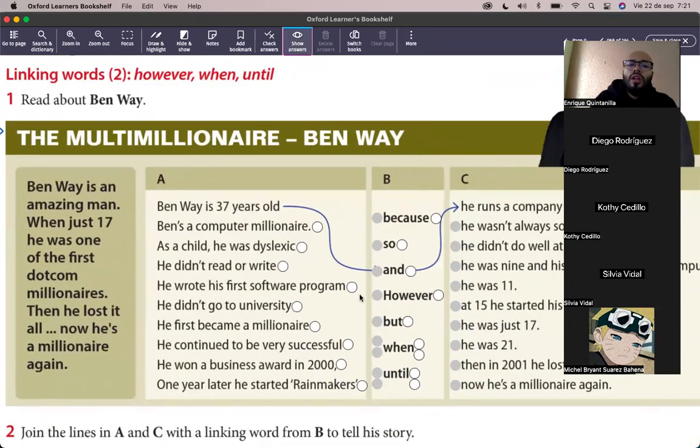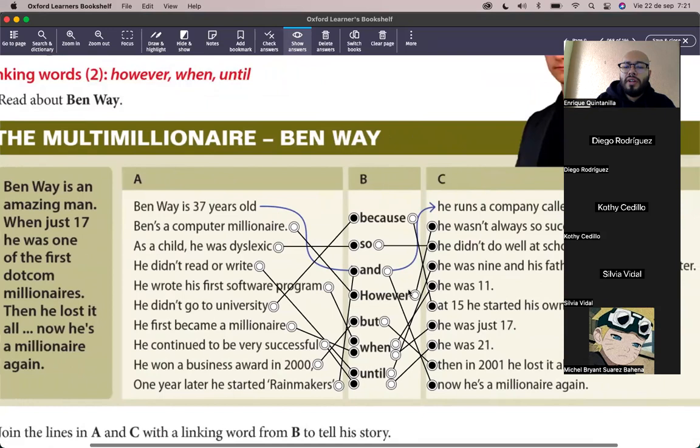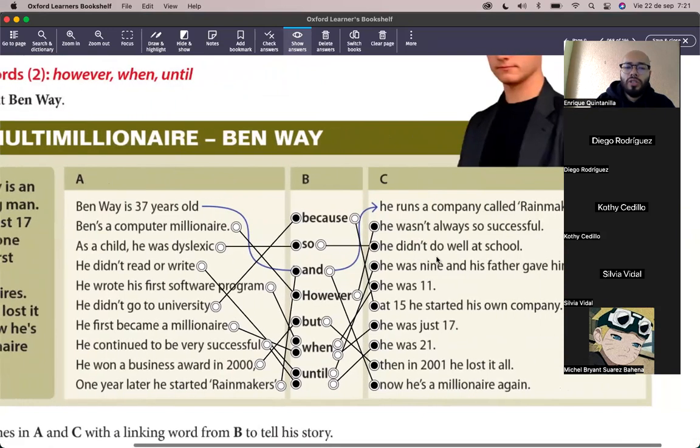Ben's computer millionaire. However, he wasn't always successful. So the first one goes with however: he wasn't always successful.